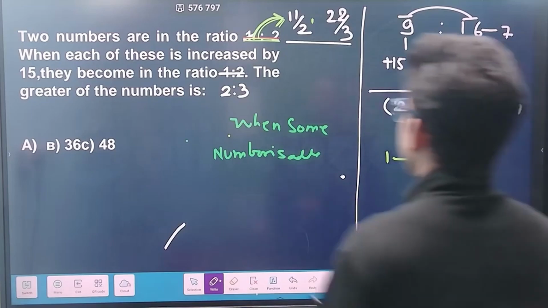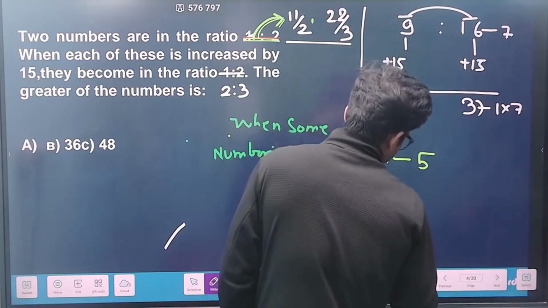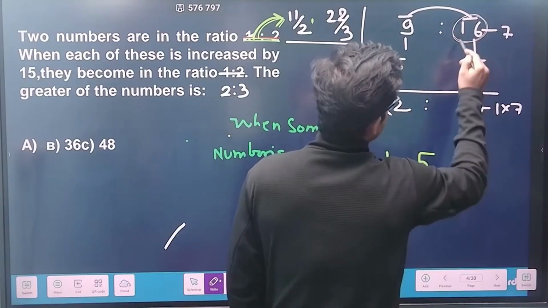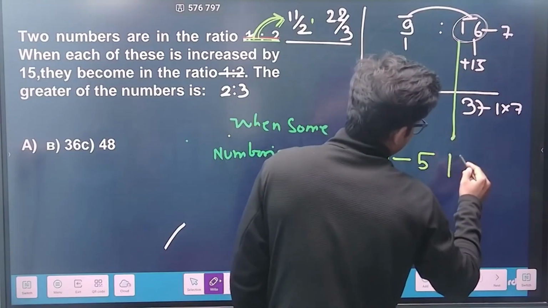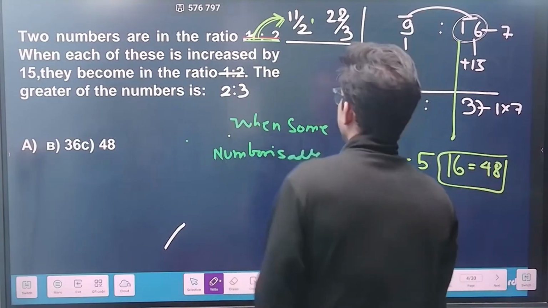Then the value of 16 would be 48, na? 16, because they're asking the value of 16. They're asking the value of 16, everyone. So the value of 16 would be 48. I hope this has been done.